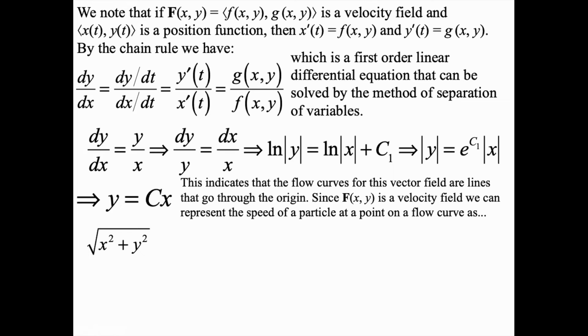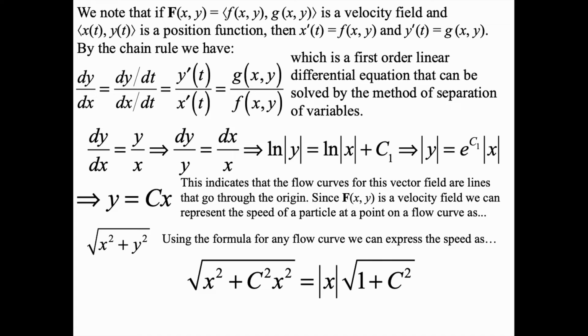That's part A that we were doing from the previous slide. But notice how this changes a bit in its appearance. I hope you'll recognize what's going on. If we use the formula for the flow curve, we can express this as, let's think now, we already know that y equals cx. We put that here. We have the speed being the square root of x squared plus c squared x squared, which is simply the absolute value of x times the square root of 1 plus c squared.